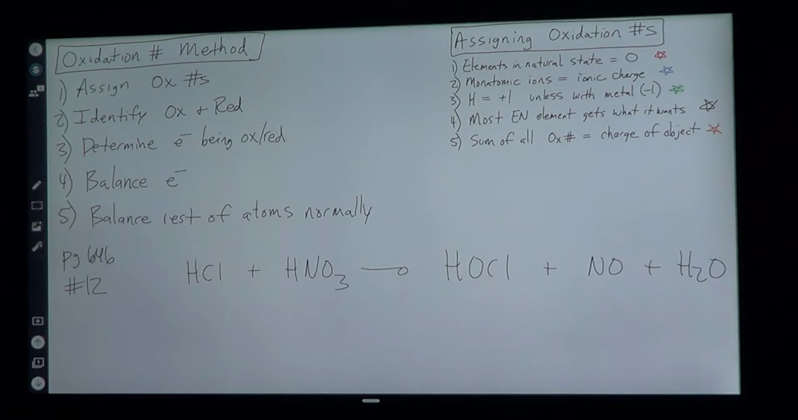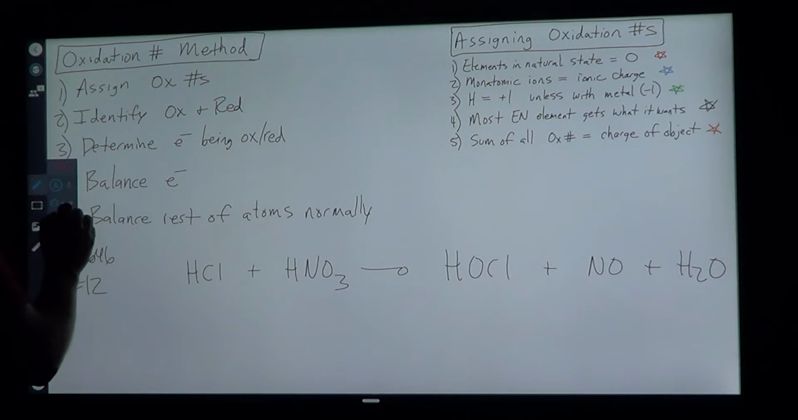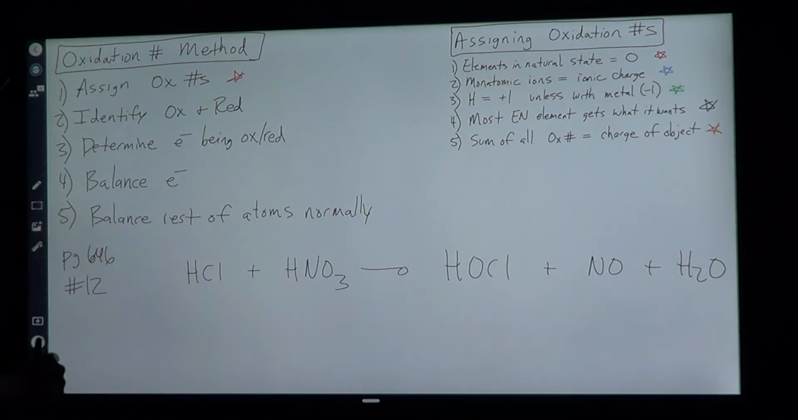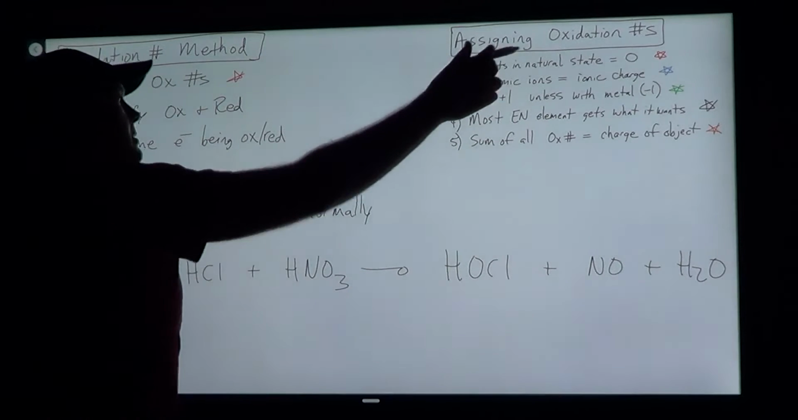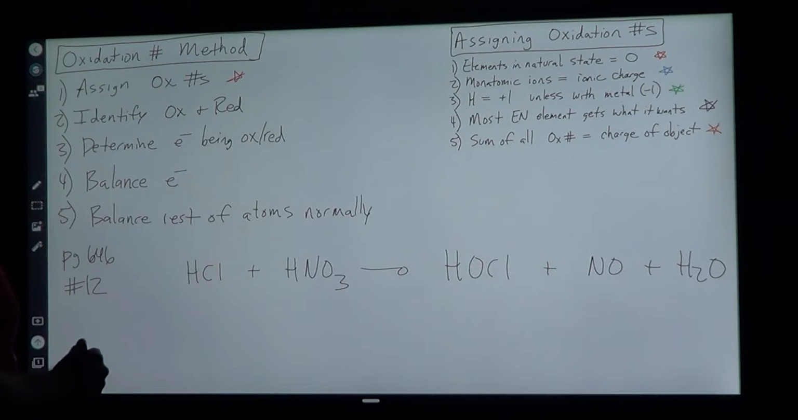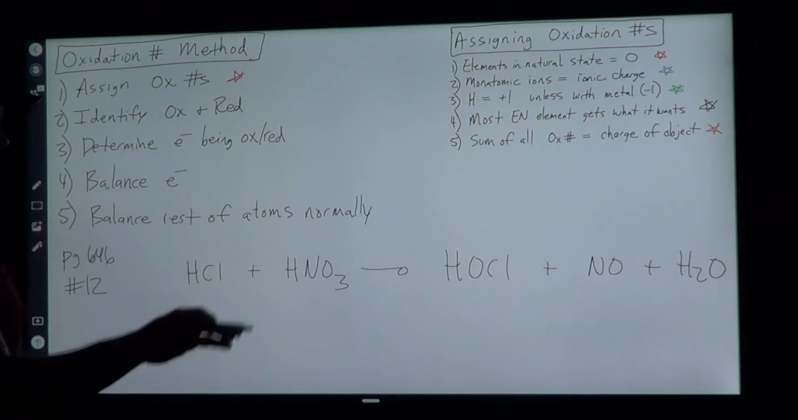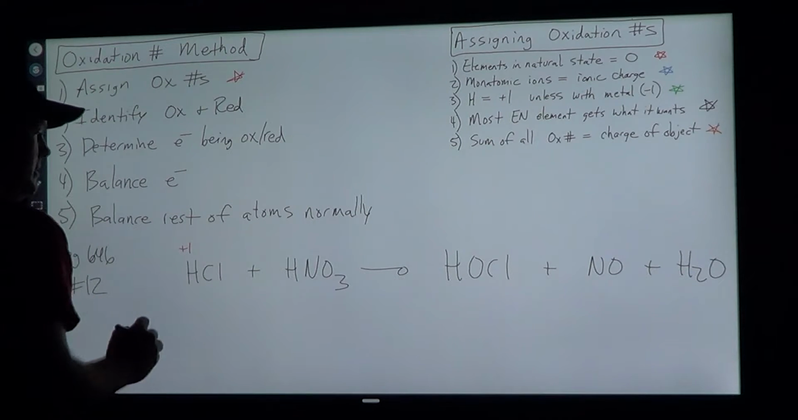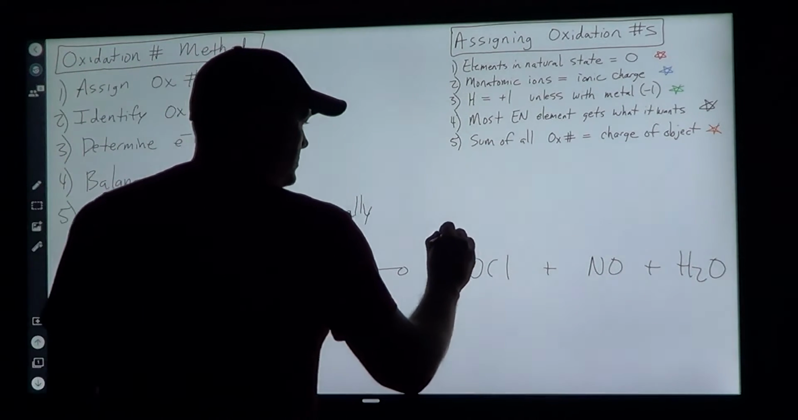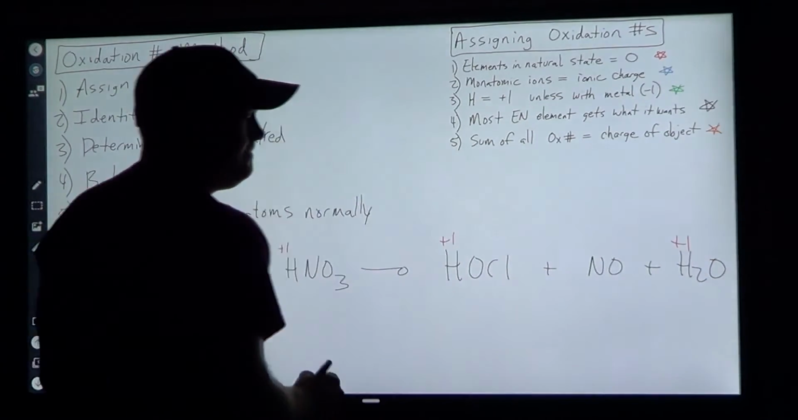Okay. So again, we are using the oxidation number method. So step 1, assign everybody oxidation numbers. Okay? There's nobody in here that rule 1 applies to. Okay, so we're going to jump to rule 2, monatomic ions. There are no ionic compounds here. Okay, so now we go to step 3. Hydrogens plus 1, plus 1, plus 1, plus 1.